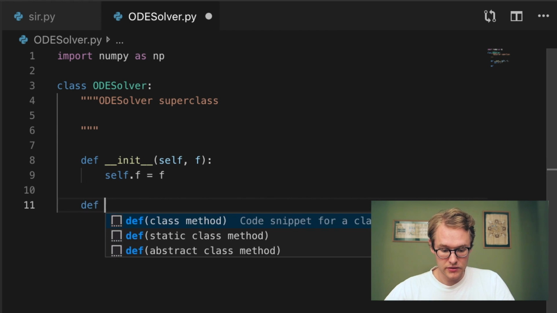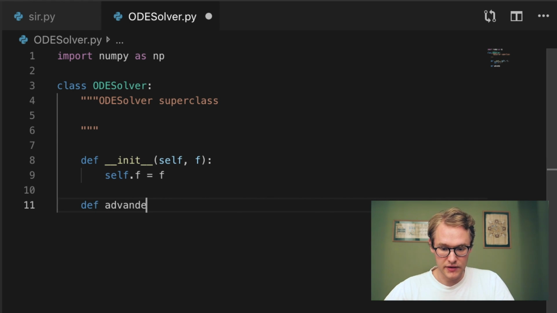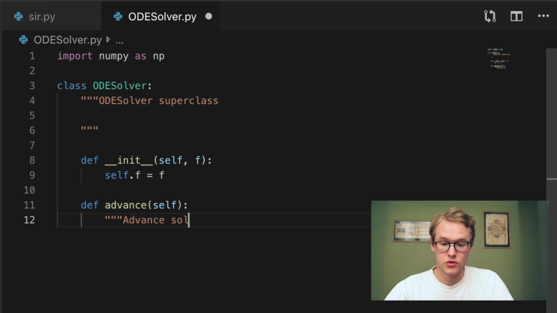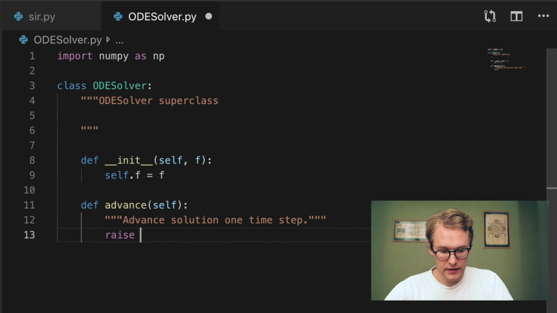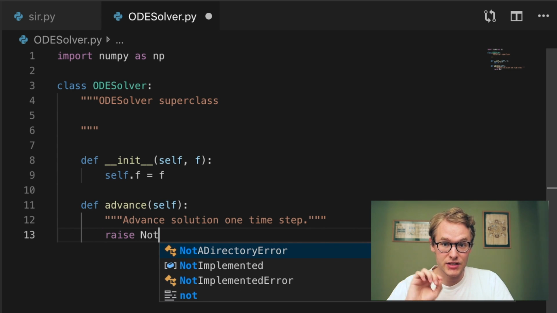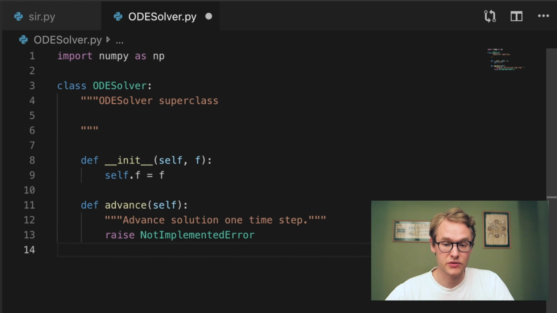The main method of this class is the advance method, which advances our problem one time step. So this is advance solution one time step. Okay, and we will implement this in a subclass. So this will be the parent class, all right? So it's going to raise a not implemented error if you try to call this thing.